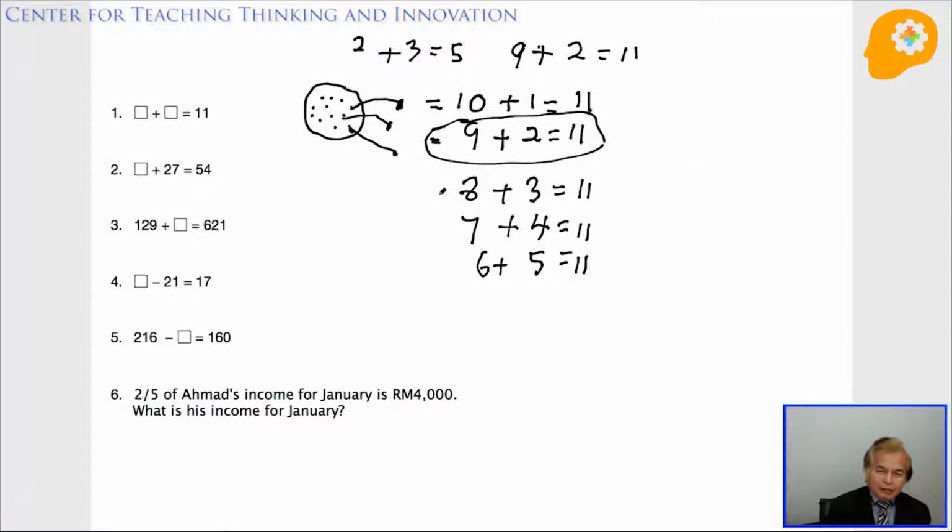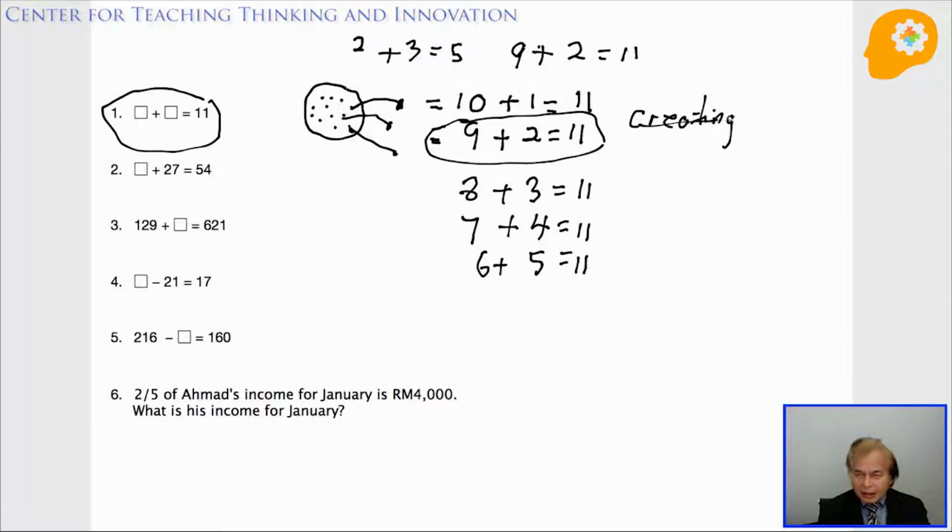And this kind of thinking, where your kids look into several ways of solving problems, is called creative thinking. You are developing creative thinking. It's called creative thinking in mathematics.